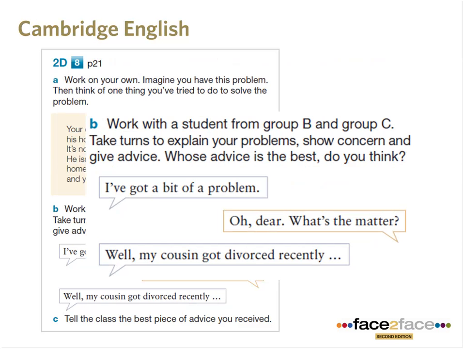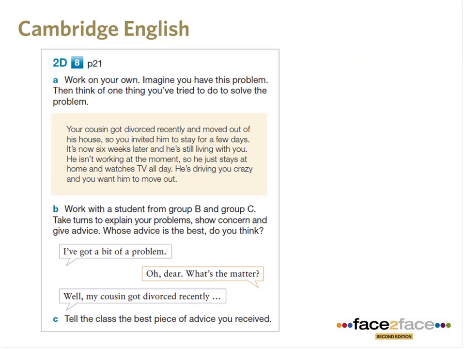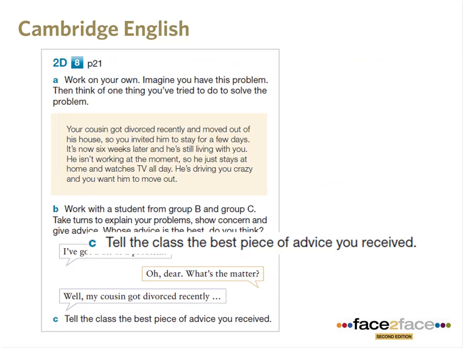One little tip on this, I always get students to close their book when they're doing the speaking, because it's much better if they explain the problem in their own words, not just read it from the box in the book, because that makes it sound like it's really their problem. They're not just reading it off the page. Then they tell the class the best piece of advice they've received. So role play and also discussions and debates are a very good way to practice functional language.